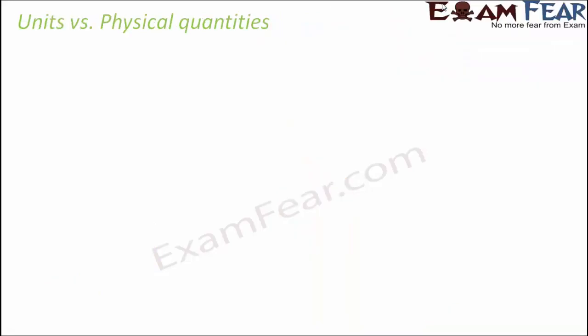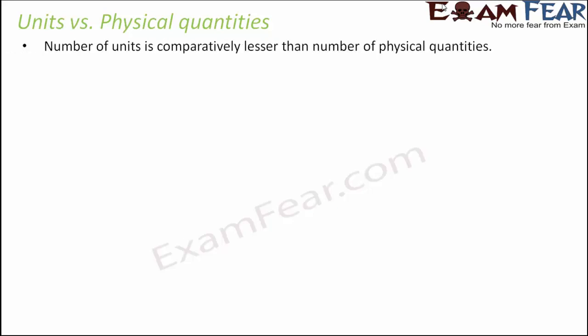Now when we talk about units, as I was saying, every physical quantity needs some unit to get measured. But when we compare the number of units with the number of physical quantities, we see that the number of units is comparatively lesser than the number of physical quantities. So if there are 10 physical quantities, there exist fewer than 10 units for them. What does that mean? That means it is not necessary that for every physical quantity we should have a unique new unit. Many a time it happens that 2 or more existing units combine together to form a unit of some other physical quantity.